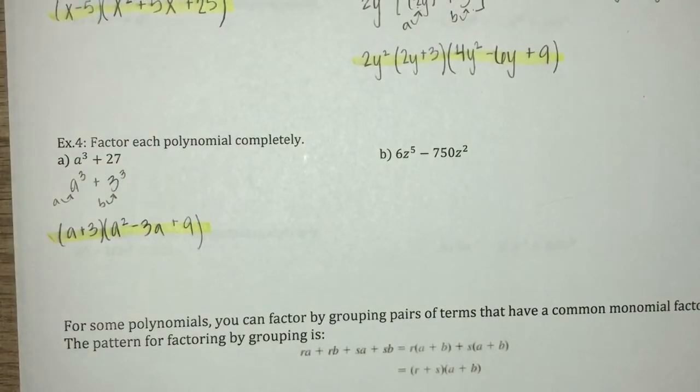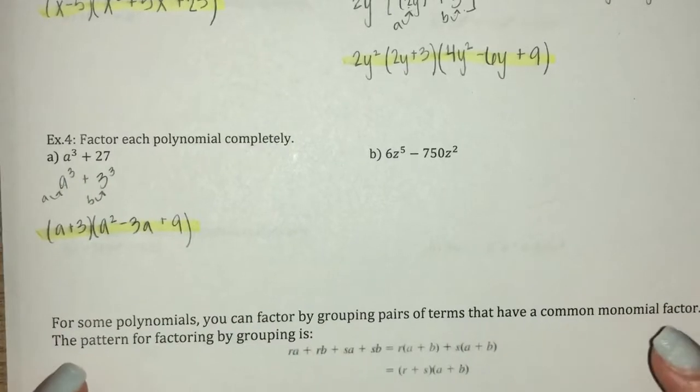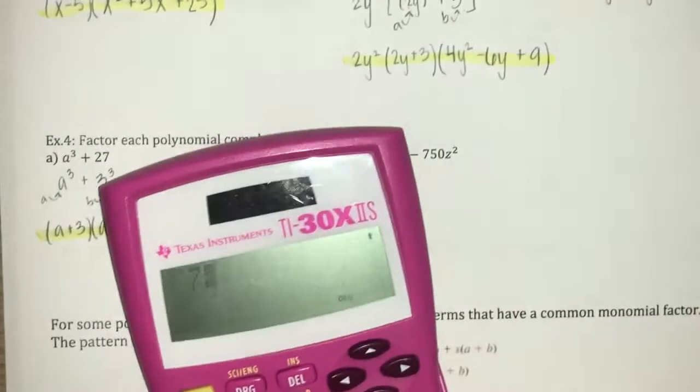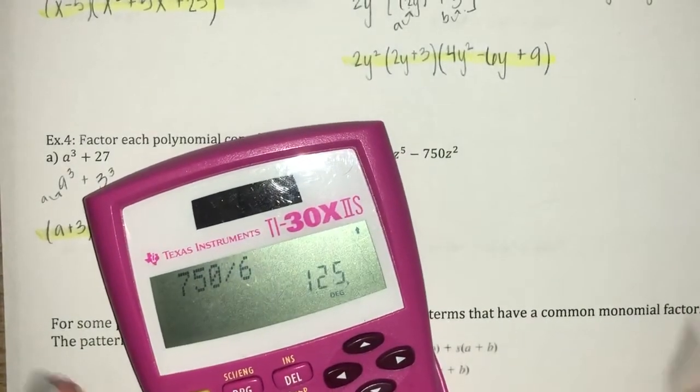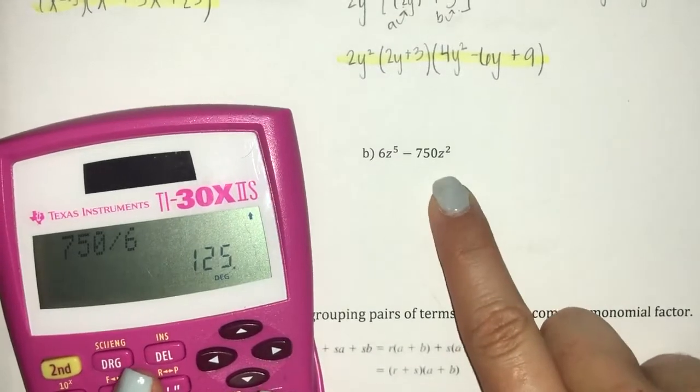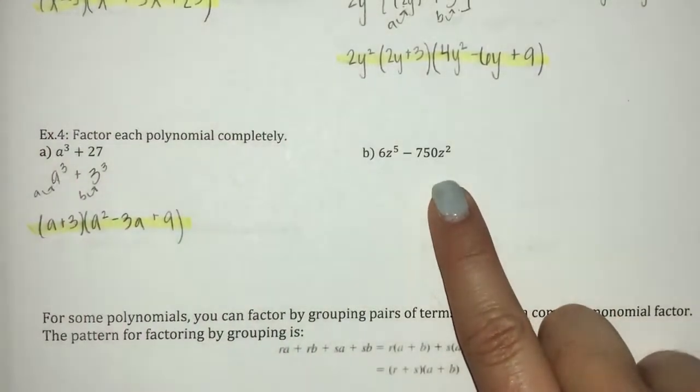So a plus 3 times a squared minus 3a plus 9. And then for b, 6z to the 5th minus 750z squared. You can check to see if you could divide 750 by 6. And you can, so you can at least factor out a 6. And then you can also factor out a z squared, since they both have at least z squared.